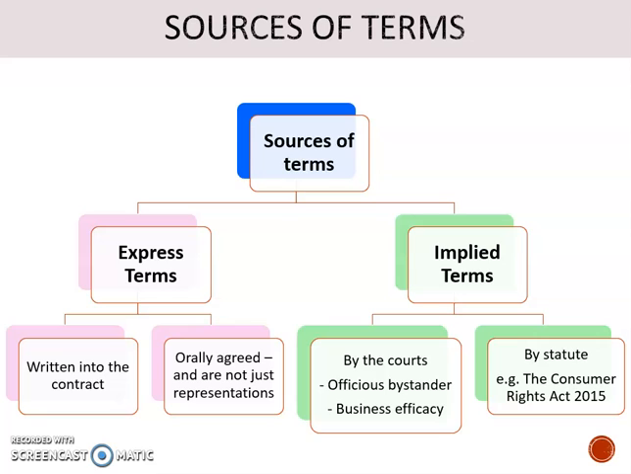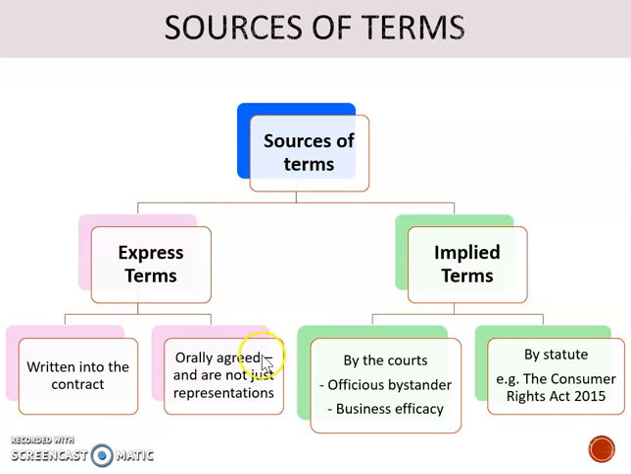So if we start looking at express terms in more detail, then you can see from the diagram that we've got two types of express terms. Those that are written into the contract make life a little bit more straightforward, because if the terms are clearly written into the contract and that's all been signed, we can see what the parties have agreed to. The more complicated area is where there's an express term that is being discussed by the parties, but it's not being written into the contract.